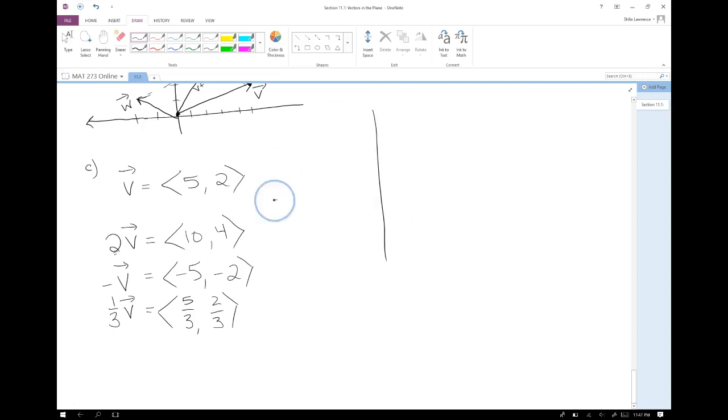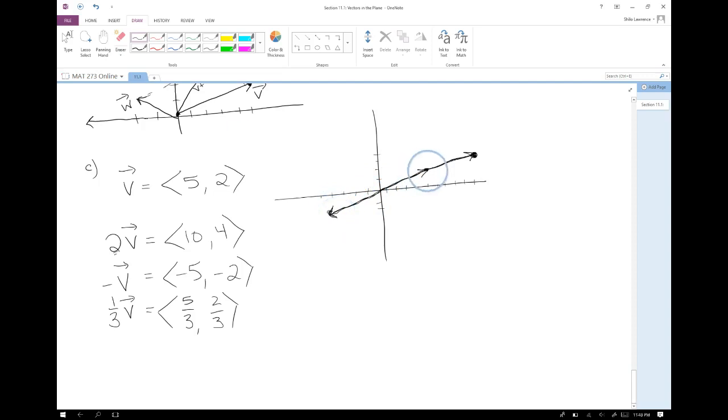And we can draw this. So there's approximately 5, 2. Here is 10, 4. And besides my terrible art skills, they should be right in line with each other. The only difference now is that 2v is exactly double the length of the original v. And then -v is -5, -2. So that's going to take our v and just point it in the exact opposite direction.